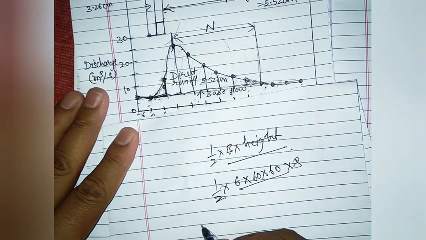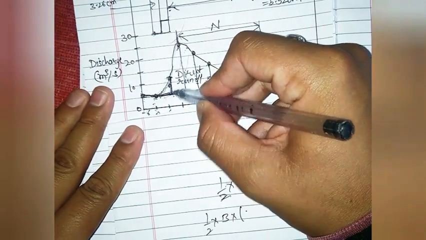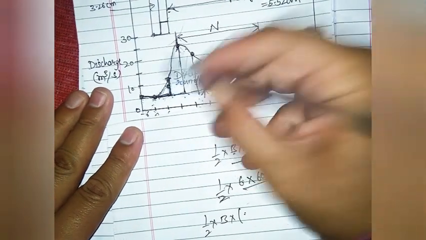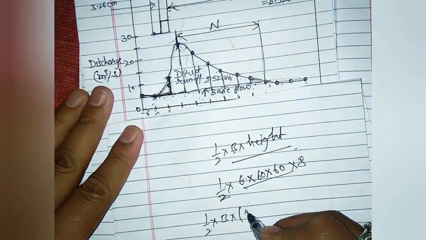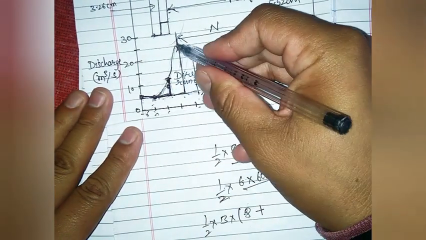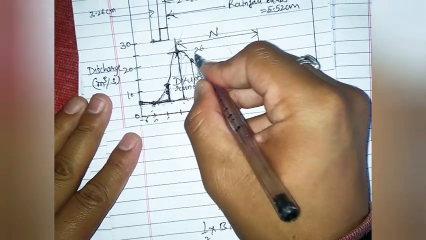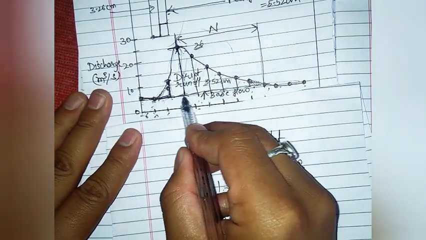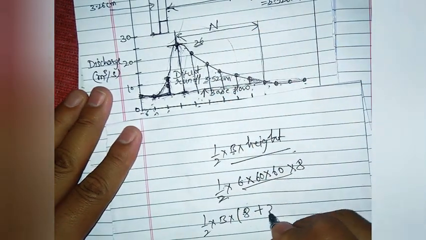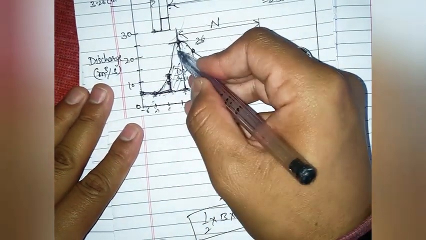So we'll calculate it as half of base into the sum of the non-parallel sides, this and this. The sum of these non-parallel sides is 8 plus, so we'll calculate this value now. What will this value be? This is given as 26, and this value is 5. So 26 minus 5 will give us 21. This will be the area of the second figure.